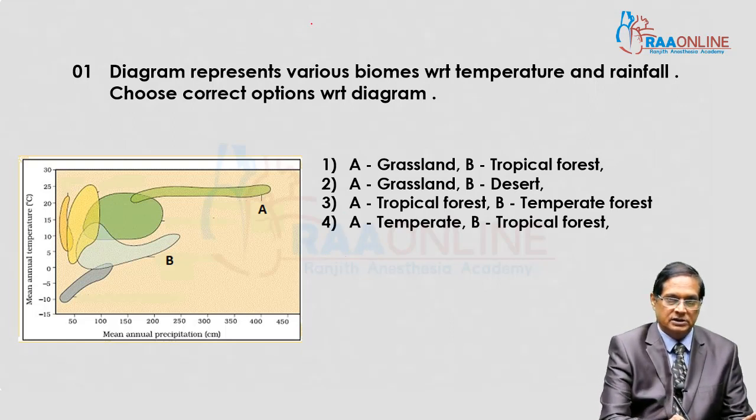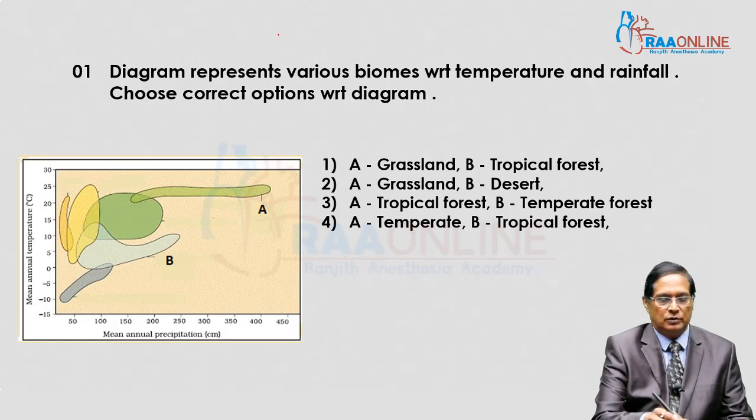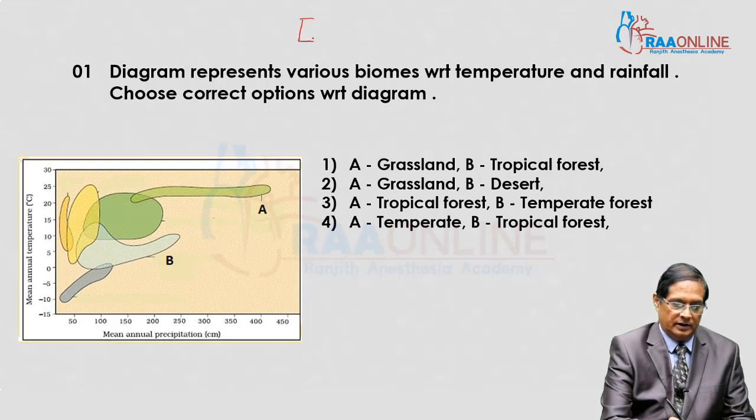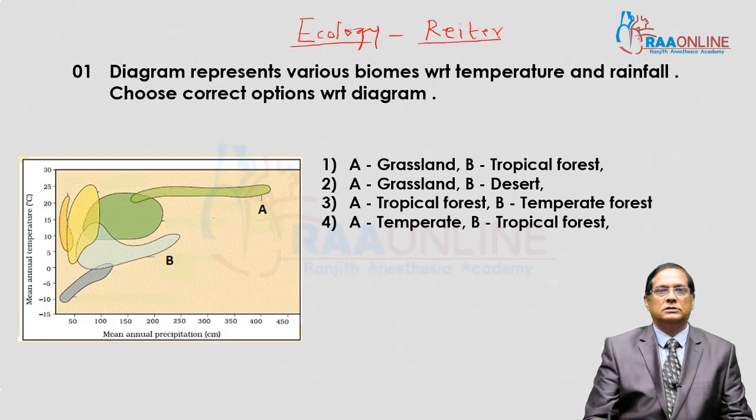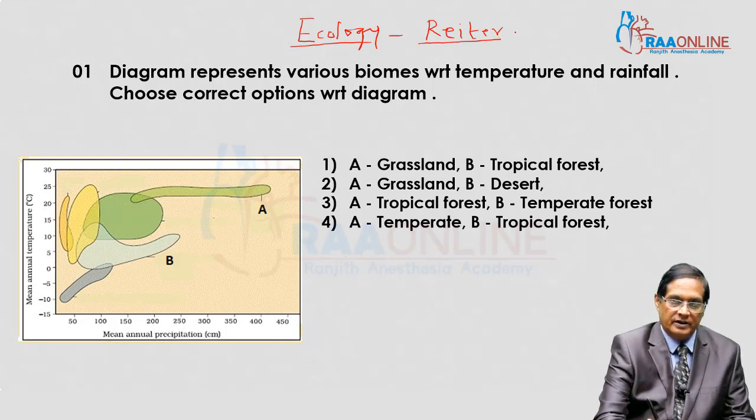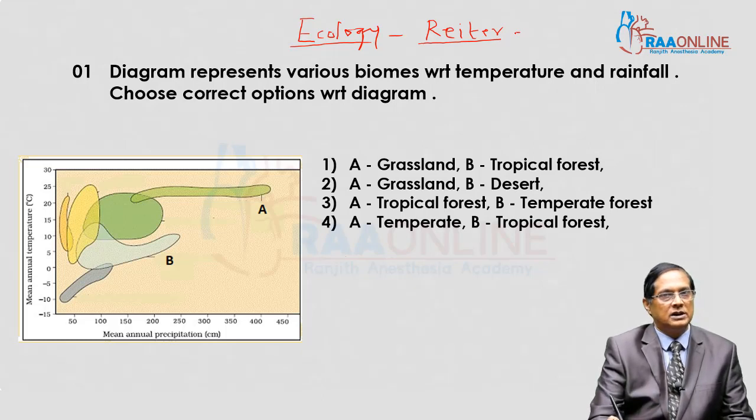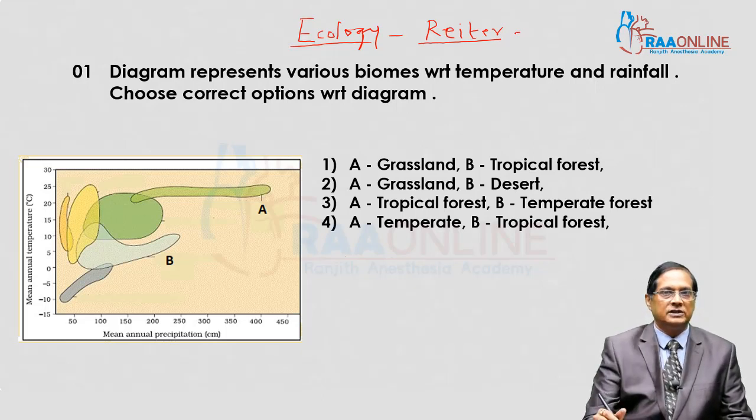So the title of this chapter is Organisms and Populations, and it starts with ecology. The term ecology was given by H. Reiter. And what is ecology? The study of reciprocal relationships of organisms with their surroundings or environment.